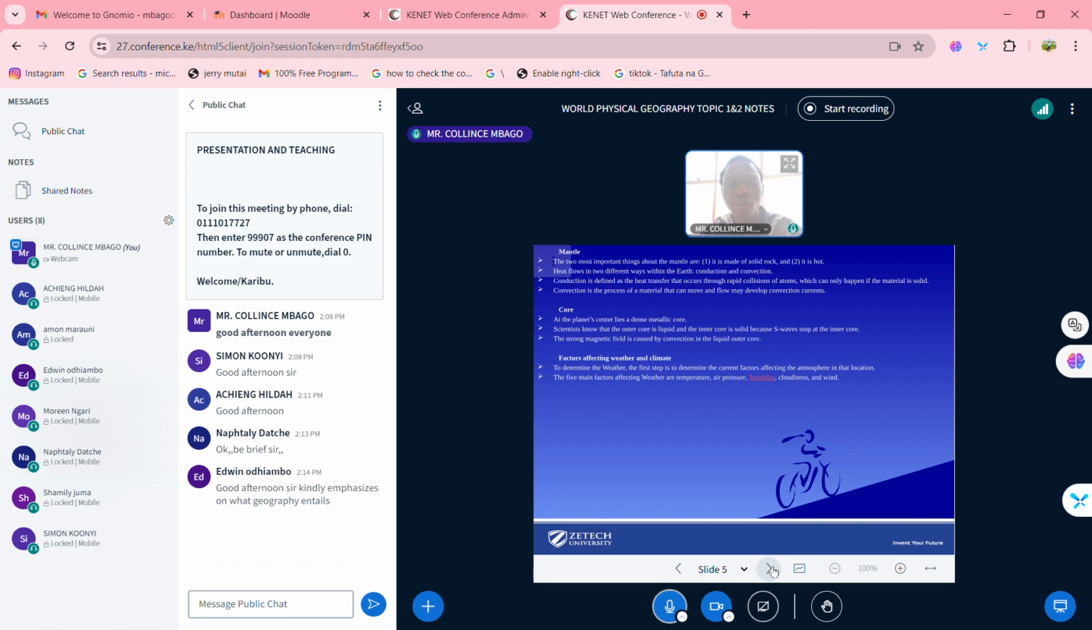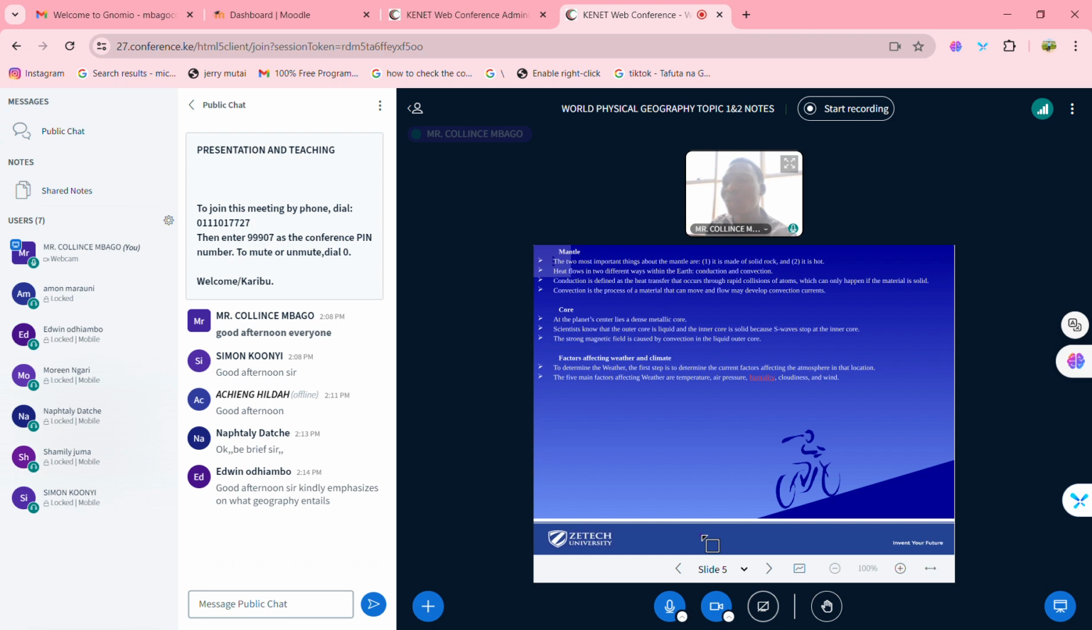We have the mantle. The two most important things about the mantle are, one, it is made up of solid rock, and two, it is hot. The heat flows in two different ways: through conduction and through convection. Then we have the core. The core is the planet's center. At the planet's center lies a dense metallic core. Scientists know the outer core is liquid and the inner core is solid.